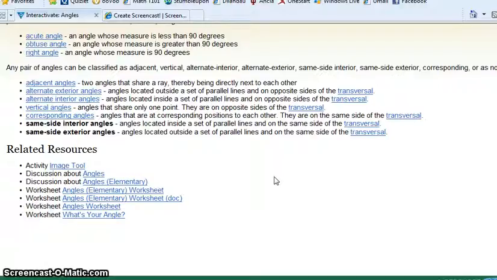You have your alternate interior, which are angles located inside a set of parallel lines on the opposite sides of the transversal. Your vertical angles, which share only one point, and they're on the opposite sides as well. You also have corresponding angles, which are angles that are in corresponding positions to each other, and they're on the same side as the transversal. And then you have same side interior and same side exterior.